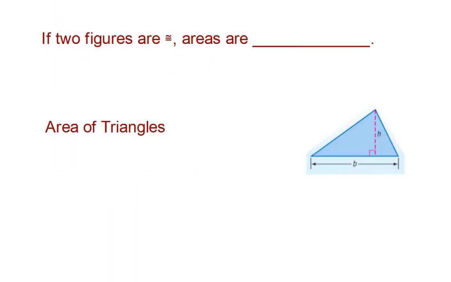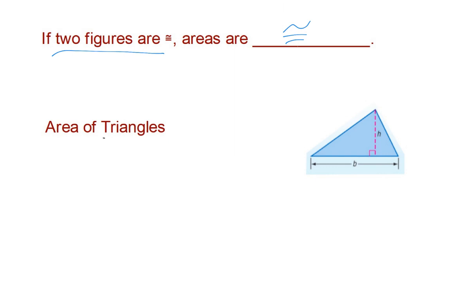Next thing we're just realizing, and hopefully this is kind of obvious, but if two figures are congruent, then the area are congruent as well. So congruent figures, congruent area, or the areas are equal.